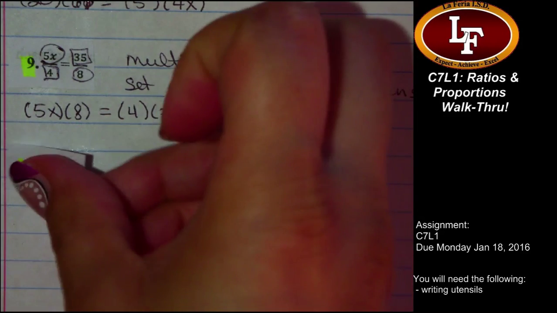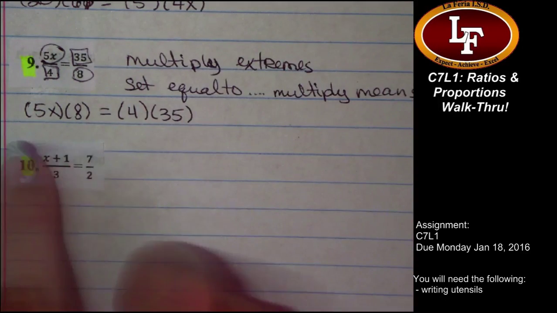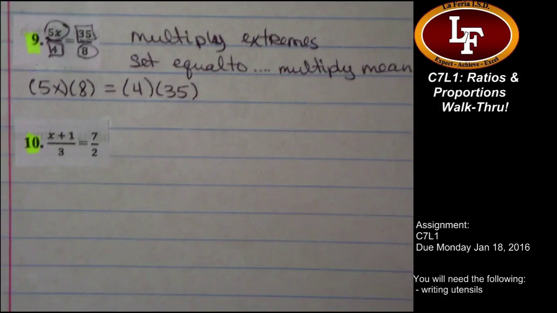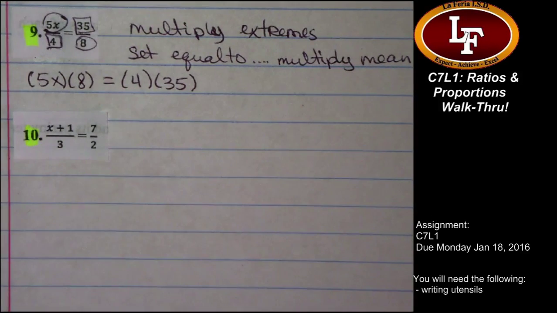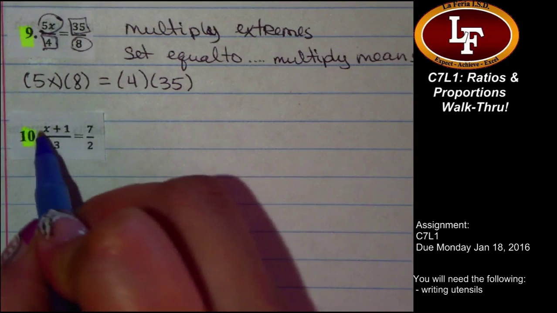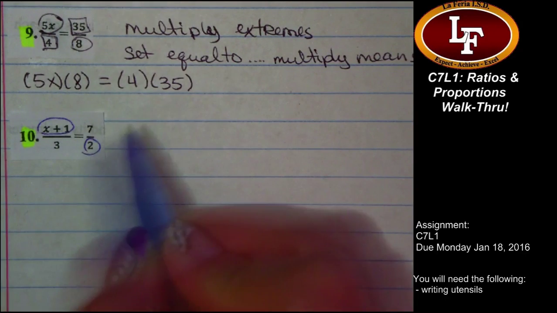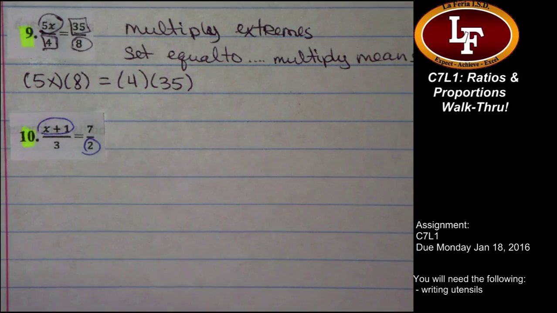Let's look at 10. Is 10 the same or different from the ones we've done? It looks the same. It's a proportion, yeah? The only difference is now we have 2 terms up here at the numerator instead of just 1. But the process remains the same. We're going to identify the extremes and multiply those.